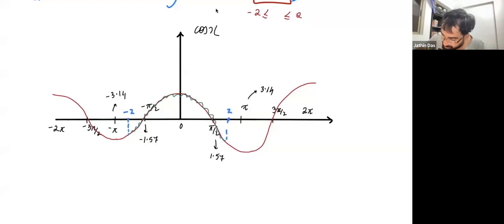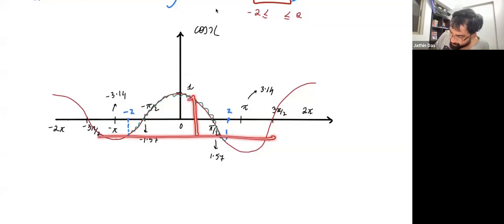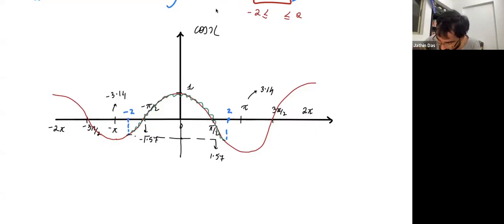Okay, and this is 1. So now tell me the range. Range is this value to 1, correct? Now what is this value? What is that value? Cos 2?